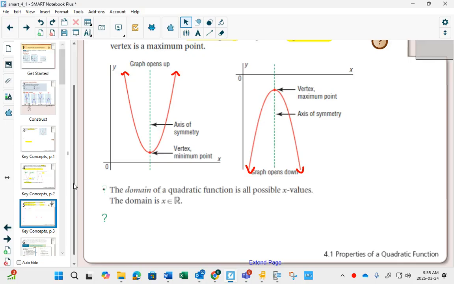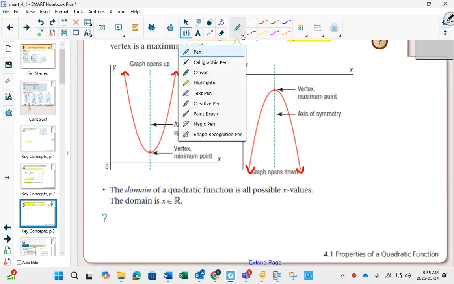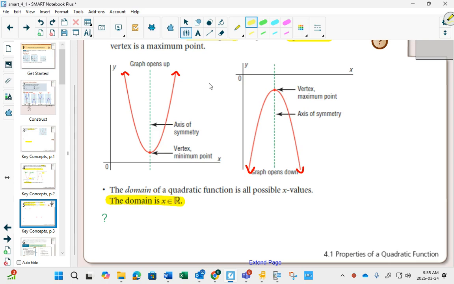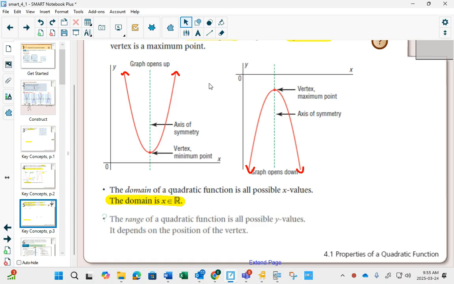Does it make sense that your domain of a parabola is always everything? Domain are the x values. Is there any number you're not allowed to square? There's numbers you're not allowed to square root, but you can square a negative number, you can square decimals, you can square fractions. So your domain, and that's with these arrows, it goes forever to the left and forever to the right. Your domain is everything, but your range depends on the vertex.